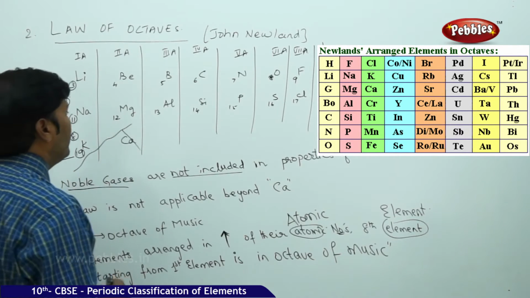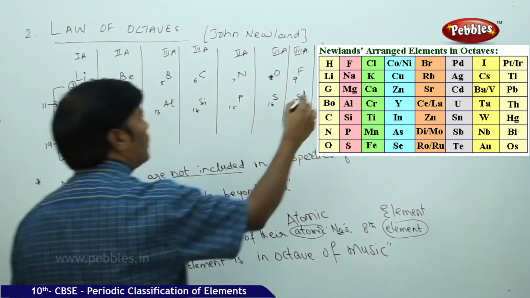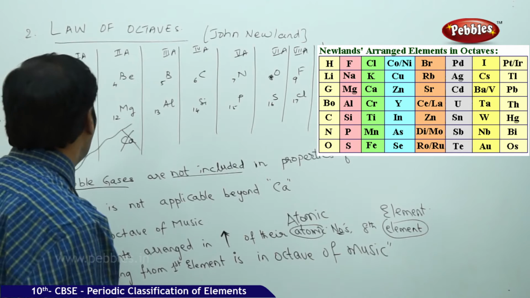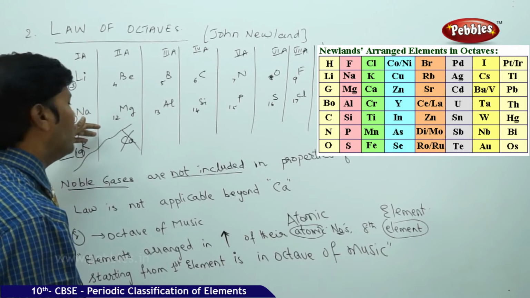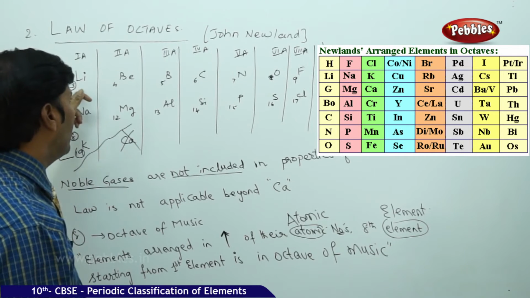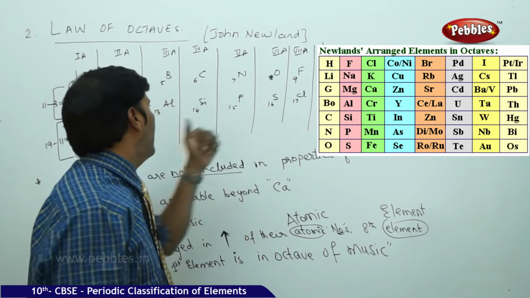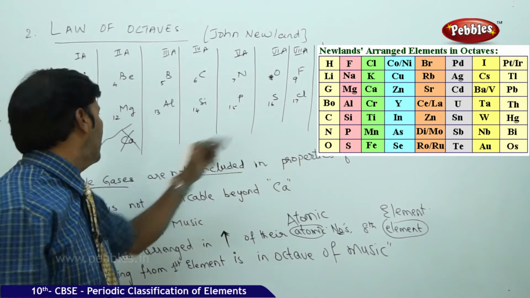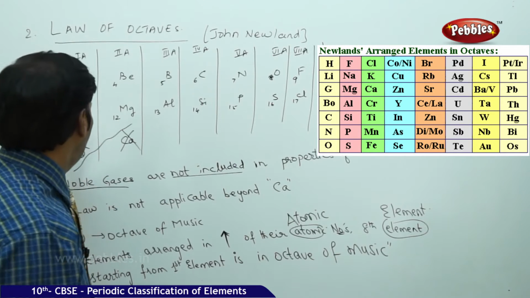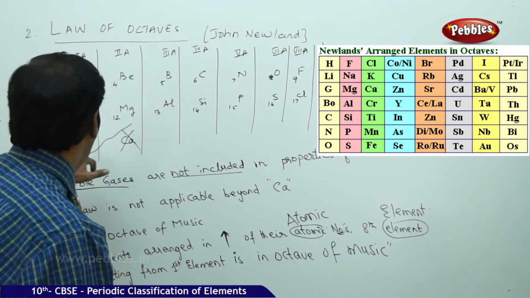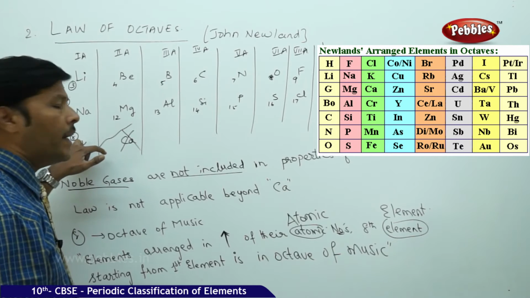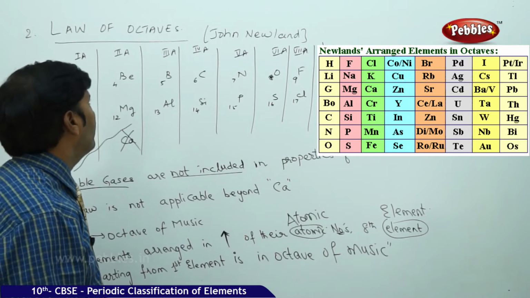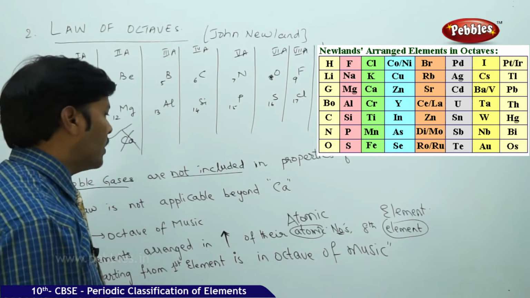Calcium is not applicable in the law of octaves, and noble gases are also not applicable. So from this law of octaves we can understand that the set of 8 elements, 1, 2, 3, 4, 5, 6, 7 and the 8th element, again 1, 2, 3, 4, 5, 6, 7 and 8. The 8th element and the first element are always in the octave of music, and you find that their atomic number difference is 8. This is how the law of octaves can be understood in terms of the octave of music.